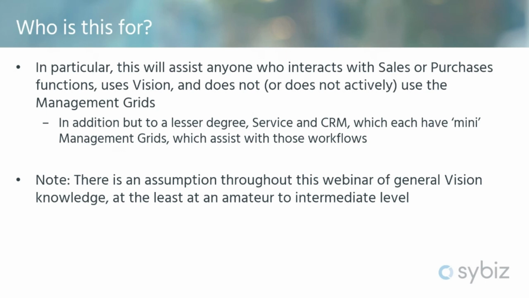I just wanted to note quickly that throughout, we are assuming that you've got some general Vision knowledge. As I said, this isn't a baseline tutorial to Vision. We're going to assume you know what a sales order is and a sales invoice and how those generally interact within the software. Assume you've got that very basic knowledge of how the software works, and you should be good to go.